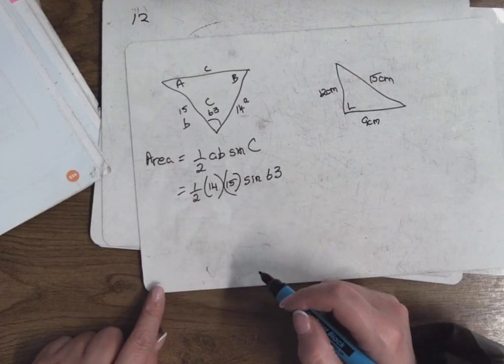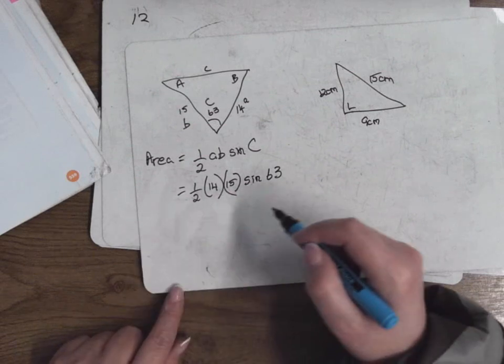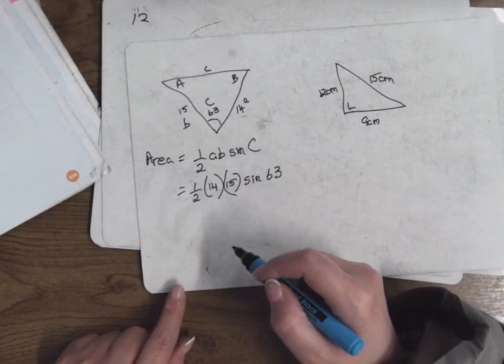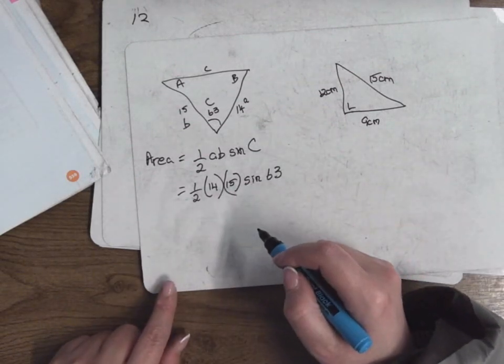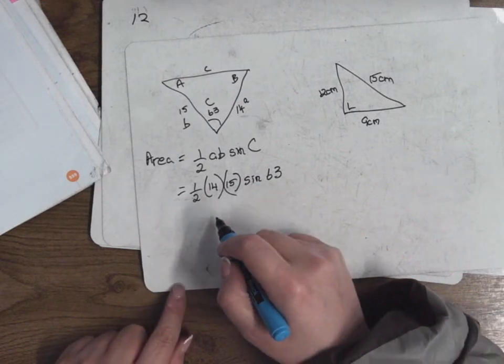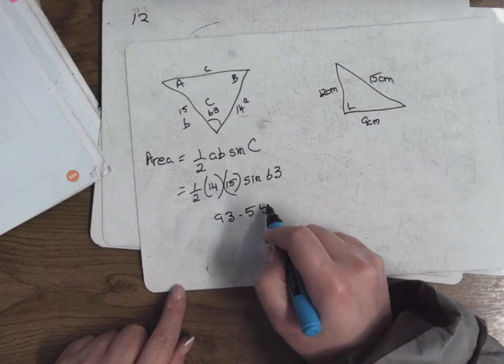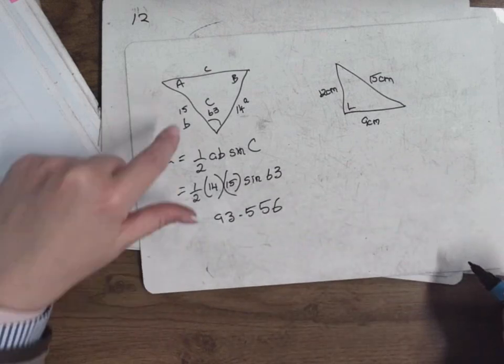Find correct to the nearest whole number, so you can just give me correct to the nearest whole number. Actually, give me one decimal place and then I'll round in the end. So 93.556. Lovely. That's the area of that triangle.